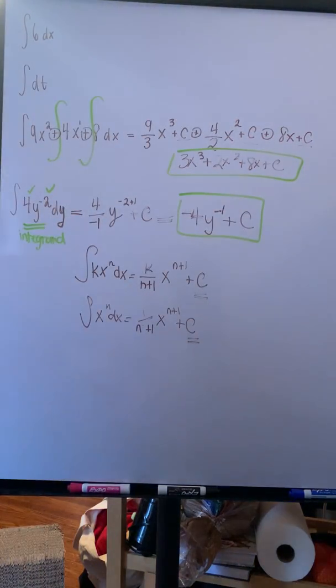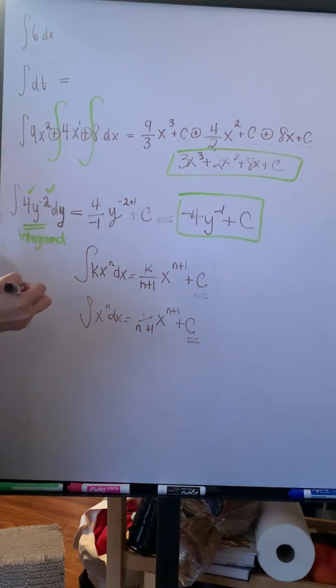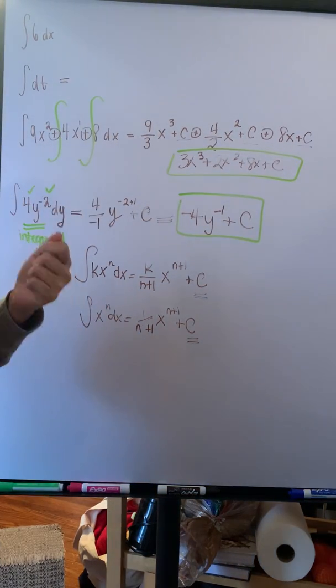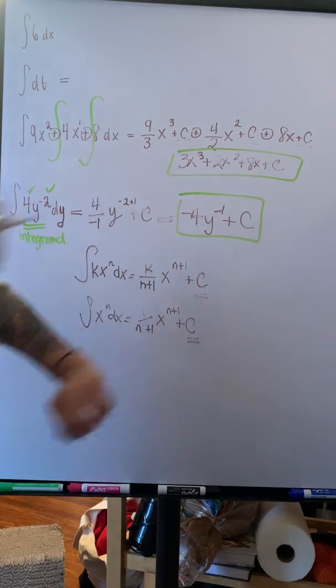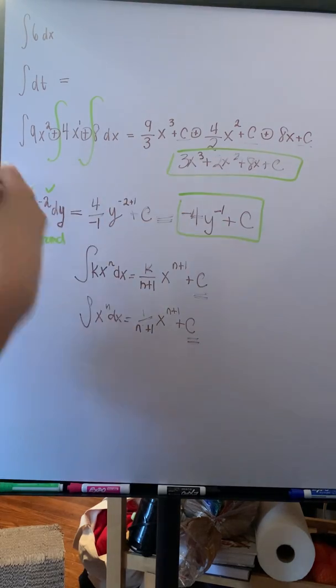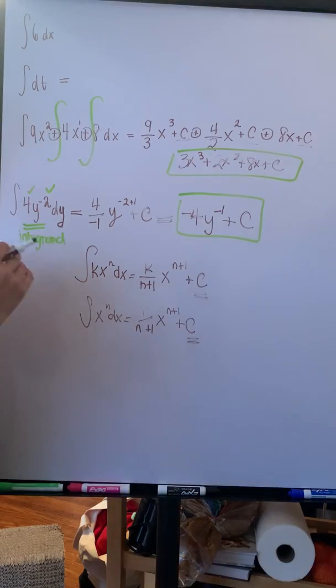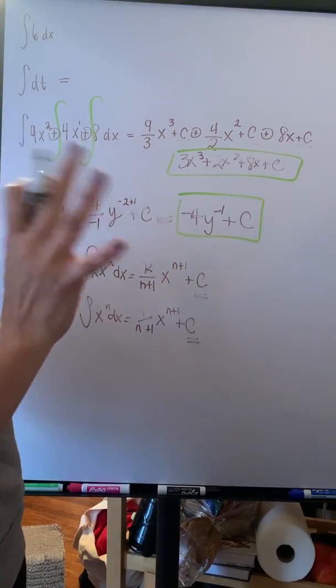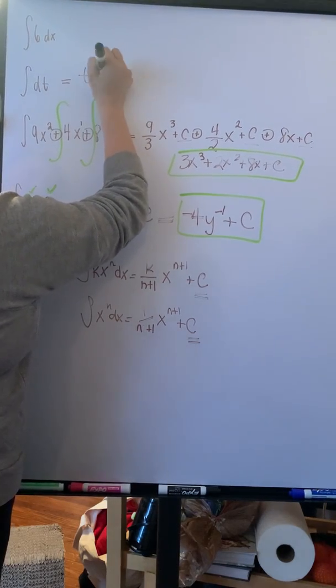Now I have an integral of just a differential. We have to think back to when we were doing implicit differentiation. What is the original function of dt? The original function of dt is just t. The derivative of t is dt. The derivative of x is dx. Now, we don't know anything else about it, so we just have to call this t plus c.